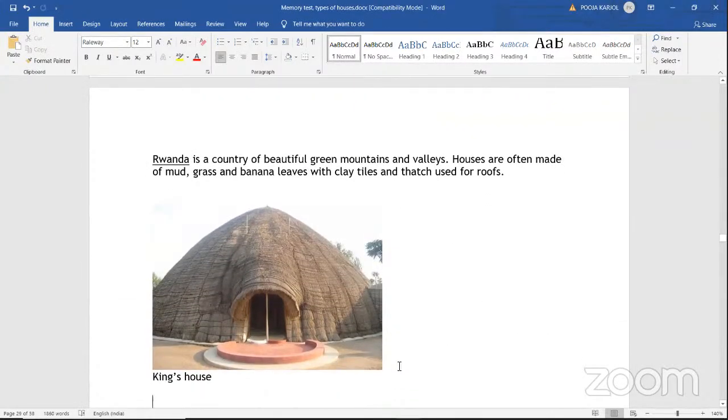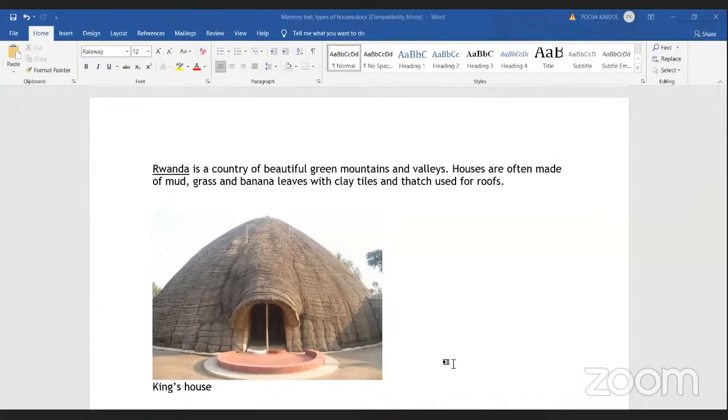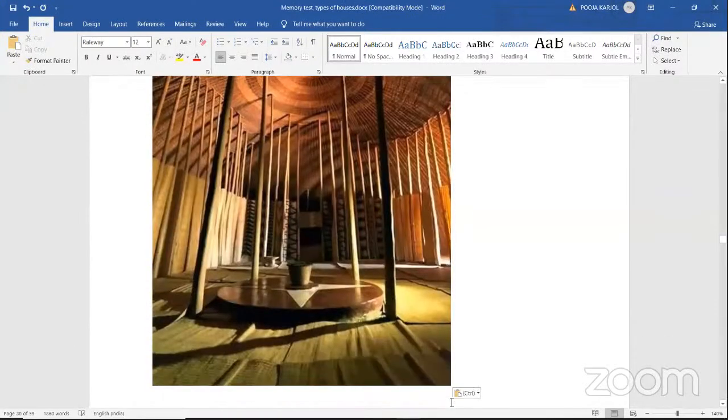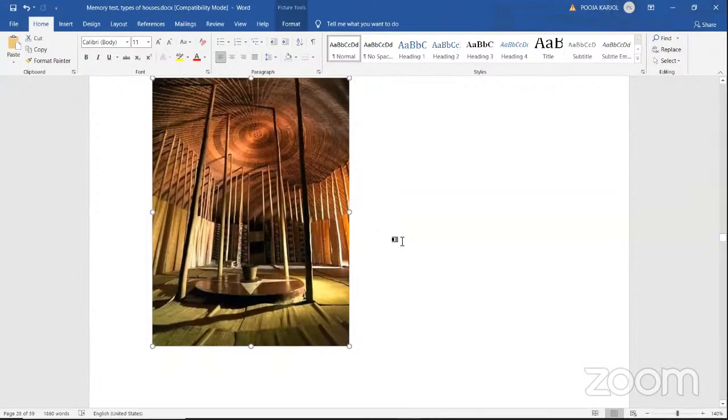Yeah, this is the king's house. The king actually used to live here till I think 1931. It is surprisingly spacious. Actually, I'll just show you some of the pictures. You won't believe how it looks. This is the interior of it. It looks spacious, doesn't it?